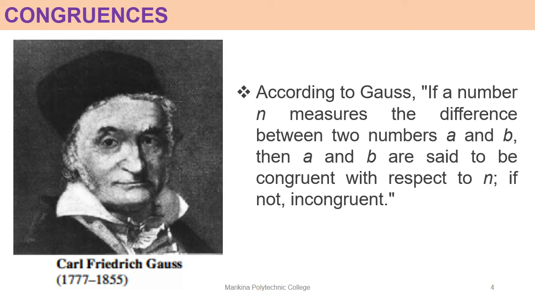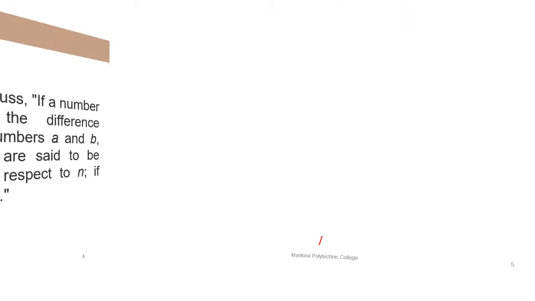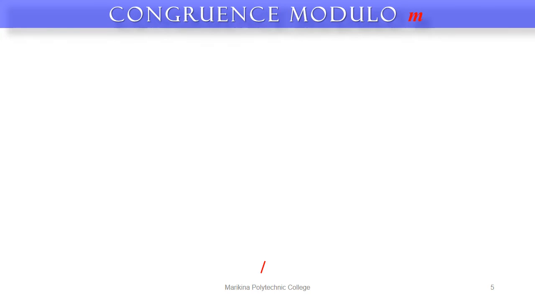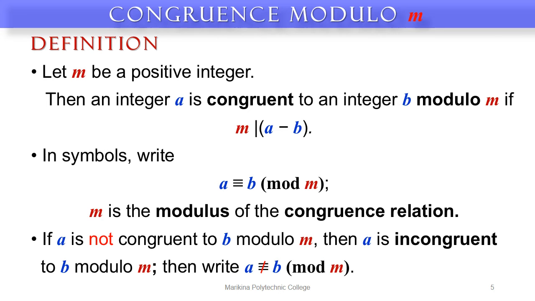According to him, if a number n measures the difference between two numbers a and b, then a and b are said to be congruent with respect to n, if not, incongruent. Putting this into the form of a definition, we have: let m be a positive integer. Then an integer a is congruent to an integer b modulo m if m divides a minus b.